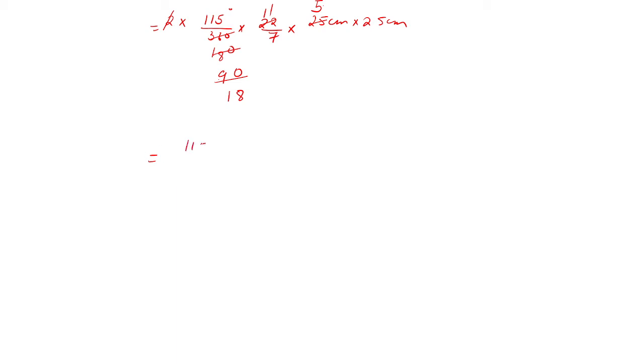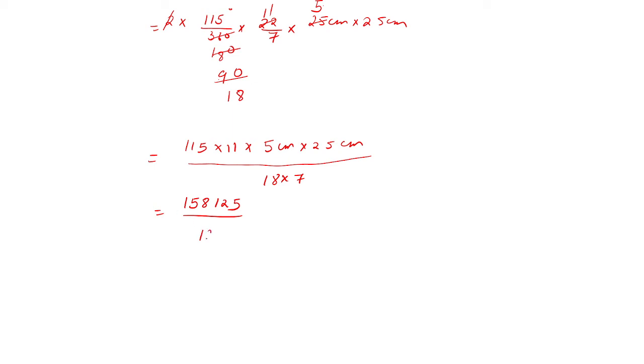That means we're left with 115 into 11 into 5 into 5 centimeter into 25 centimeter divided by 18 into 7. So you can multiply that. So 115 into 11 into 5 into 25 will give you 1,58,125 divided by 18 into 7, which is equivalent to 126. Now again, centimeter and centimeter square. Clear? Remember, the SI unit is very important, okay?